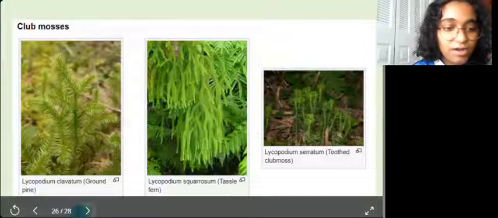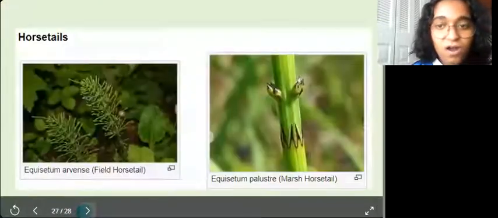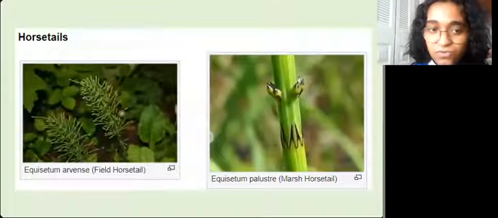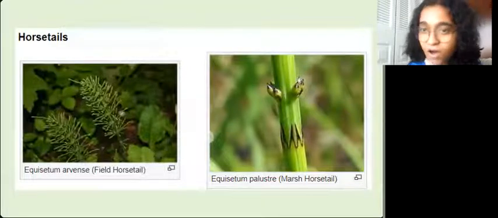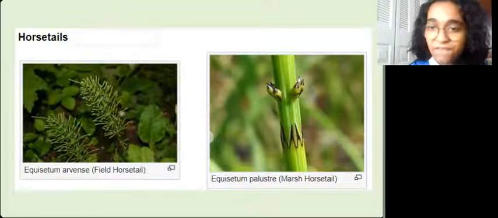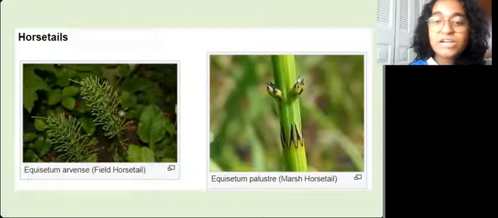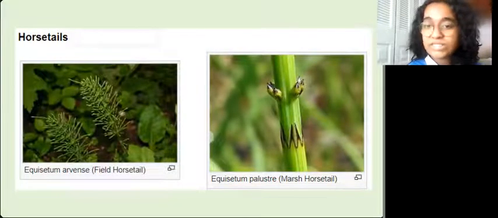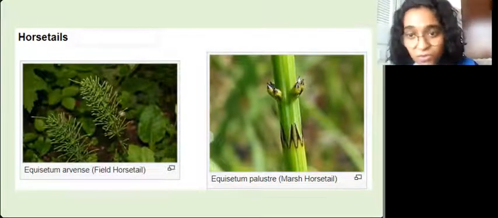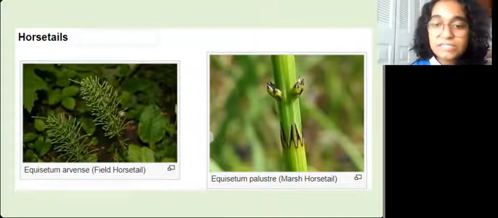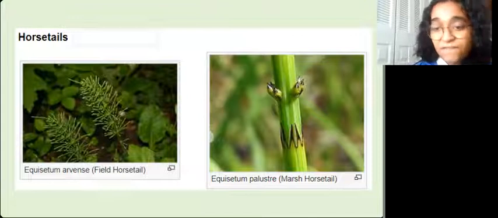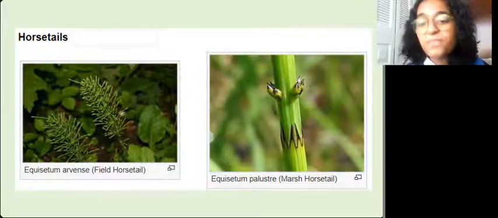Let's see about horsetails. I've given two pictures over here. Horsetails, like club mosses and ferns, bear spores rather than seeds. Horsetails are in the order of Equisetales, which consists of a single family called Equisetaceae. There are 15 species in this order.